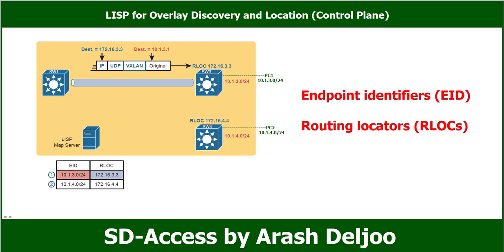Actually, with that outer IP header listing a destination IP address of the RLOC IP address, the message will arrive through the SDA fabric at switch 3. At this point, you should have a basic understanding of how the SDA fabric works.